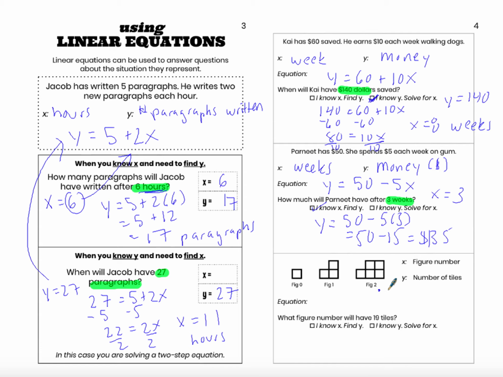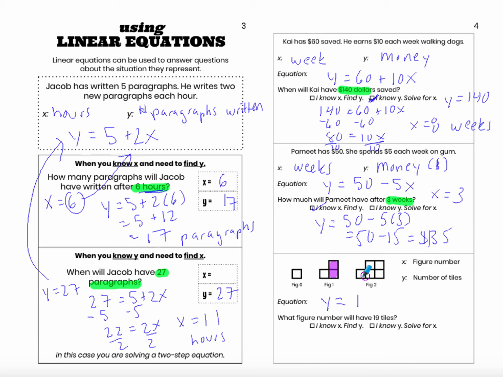My tile pattern example, these are fun. For tile patterns, fun for me, math teacher. For tile patterns, my x is always the same. It's my figure number. And my y is how many tiles are in that particular figure. So we have 1 in figure 0, 3 in figure 1, 5 in figure 2. My equation is going to be start value of how many tiles are in figure 0, which is 1. And then I look and see how many tiles are being added each time the figure number increases by 1.